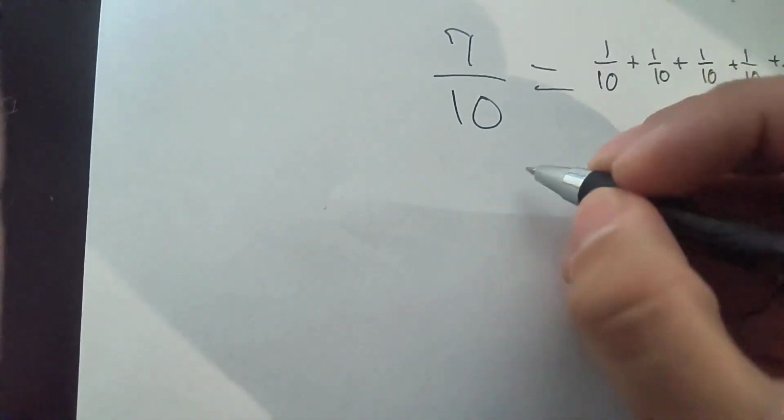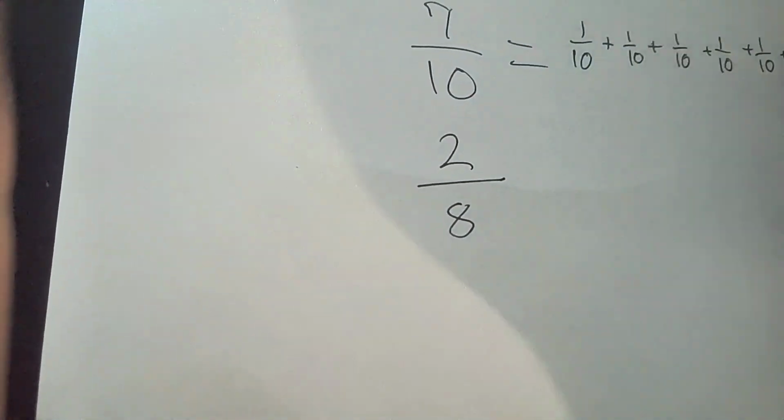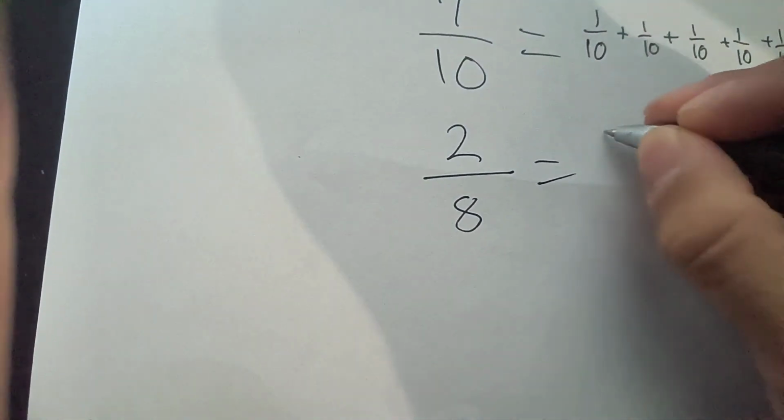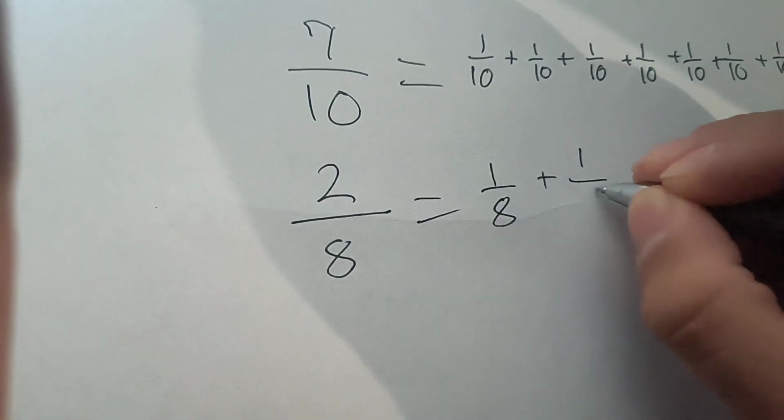Now what about something like 2 out of 8? Again, it would be equal to 1 out of 8 plus 1 out of 8. Just like that.